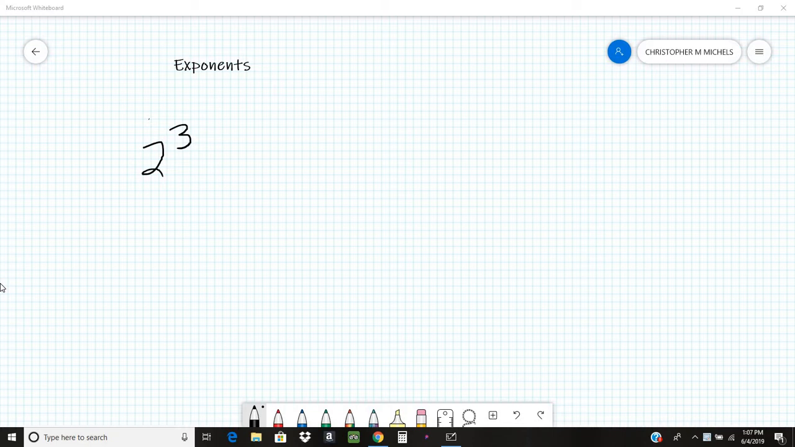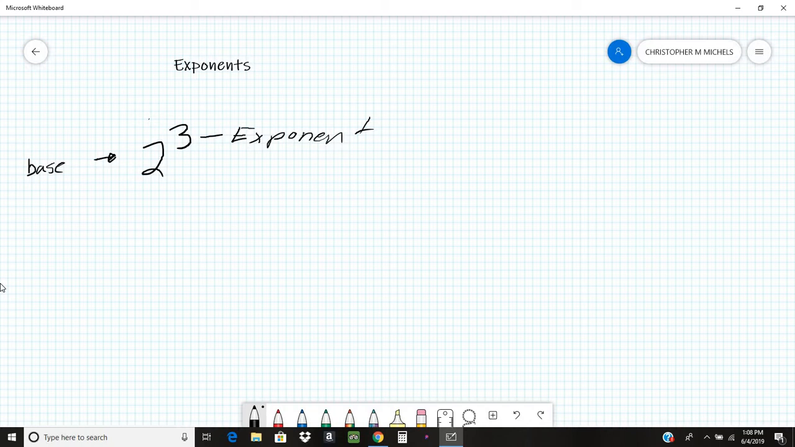So right here I have a problem laid out already. So I have 2 to the third, where 3, that's your exponent. Okay, so 2 to the third, that's your exponent, and 2 is what's called your base.